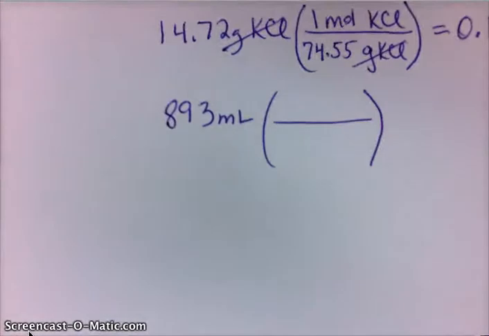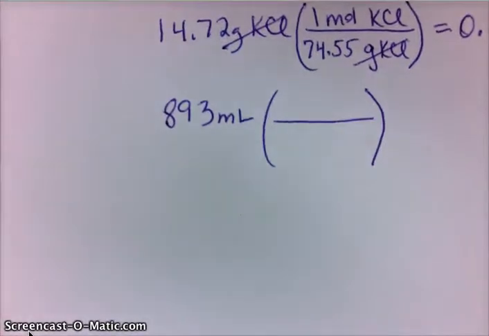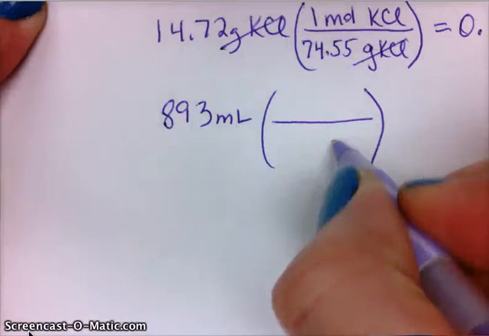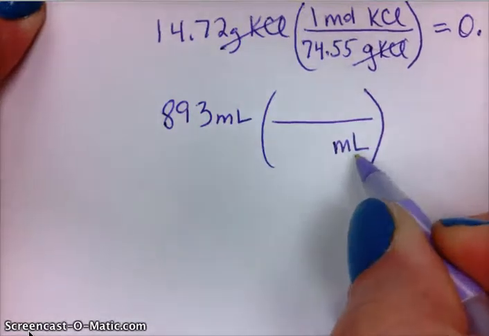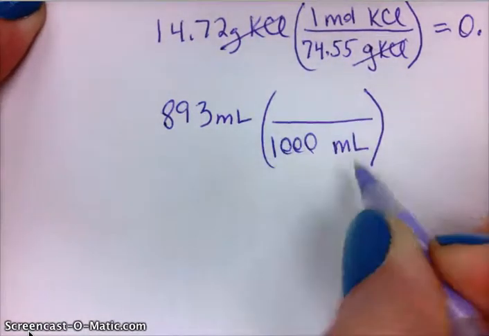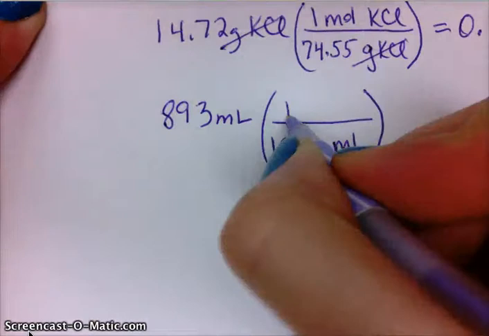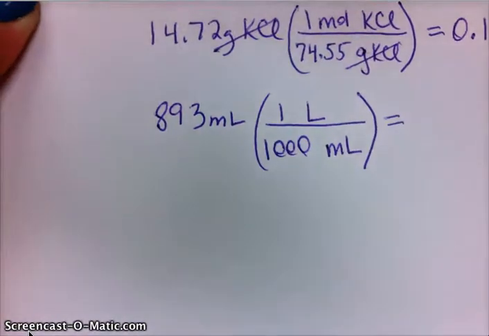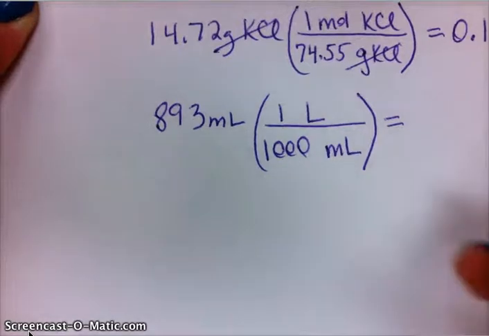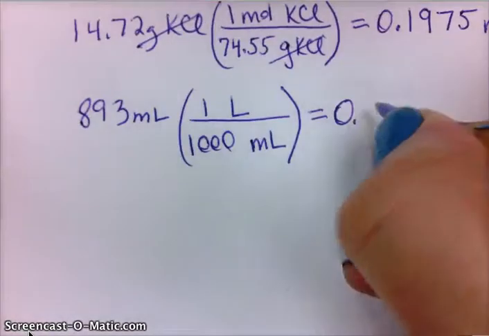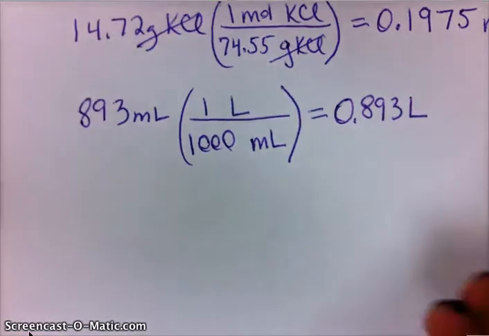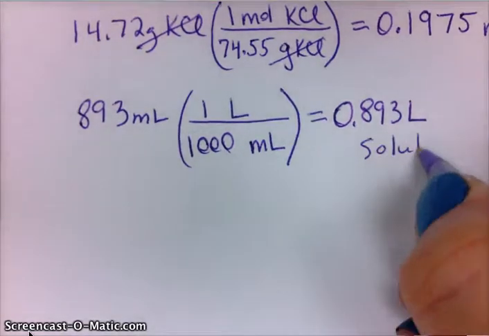How many milliliters are in a liter? Do you remember? If you said 1,000, you are correct. Because milliliters is on top, milliliters must go on the bottom. And we just said there's 1,000 milliliters in the 1 liter. So we have 893 divided by 1,000. And that gives us 0.893 liters for our solution.